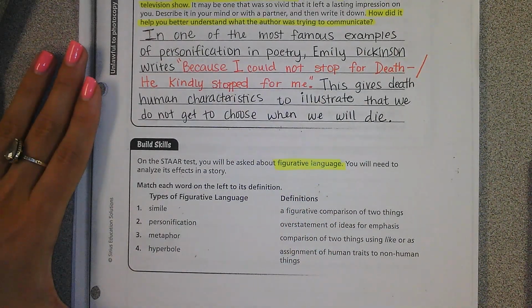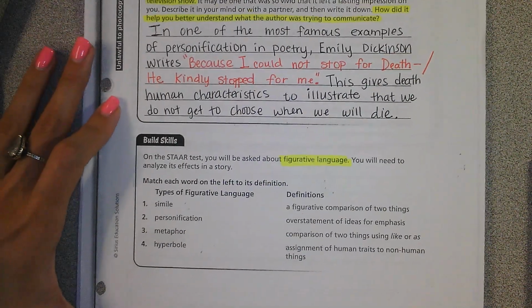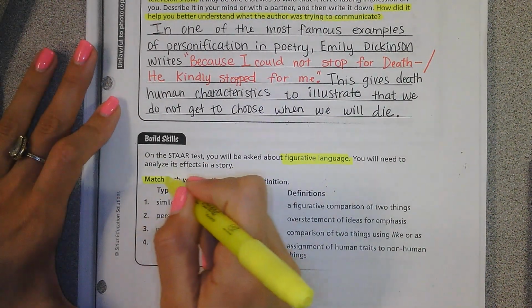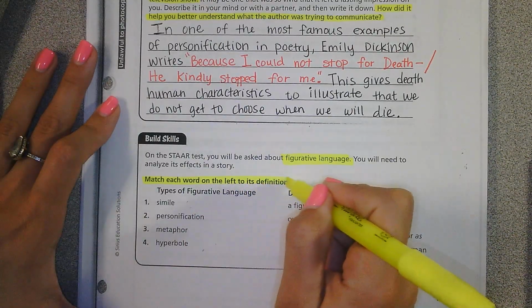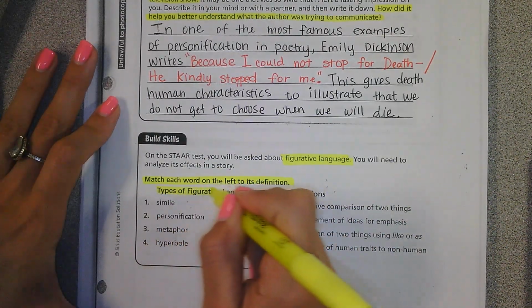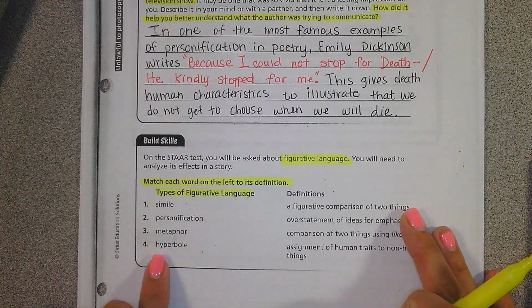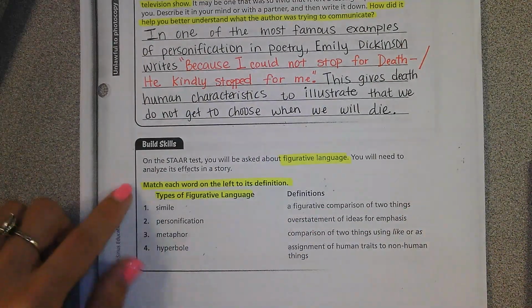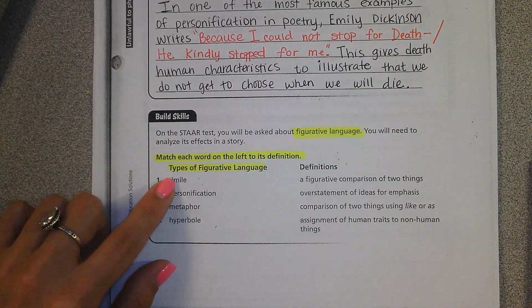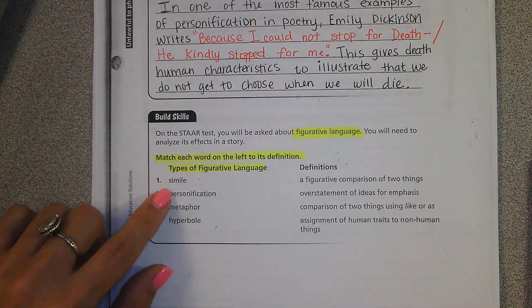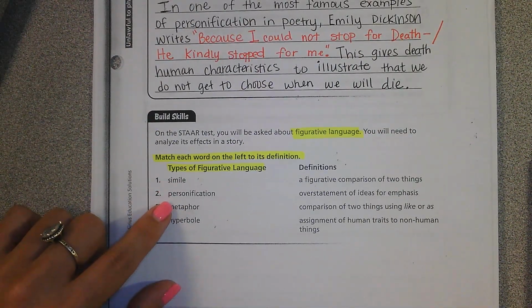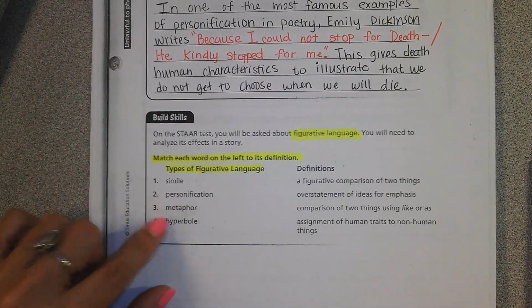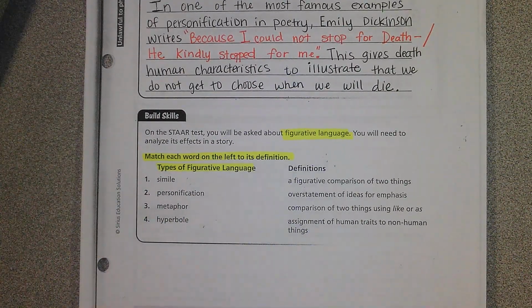You will need to analyze its effects in a story. Now, what you're going to do is match each word on the left with its definition. So here are the types of figurative language. This is the left side and this is the right side. So let's go ahead and look at the first one. We have a simile, a personification, a metaphor, and a hyperbole. You should know the difference and you should be able to complete this on your own.